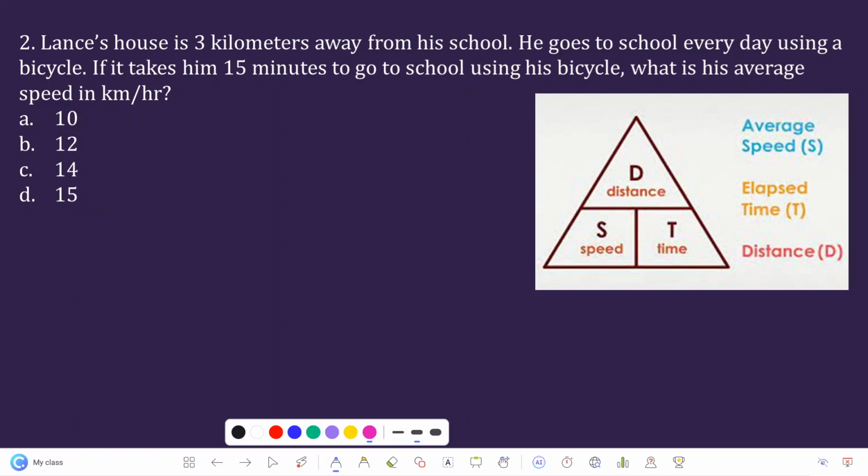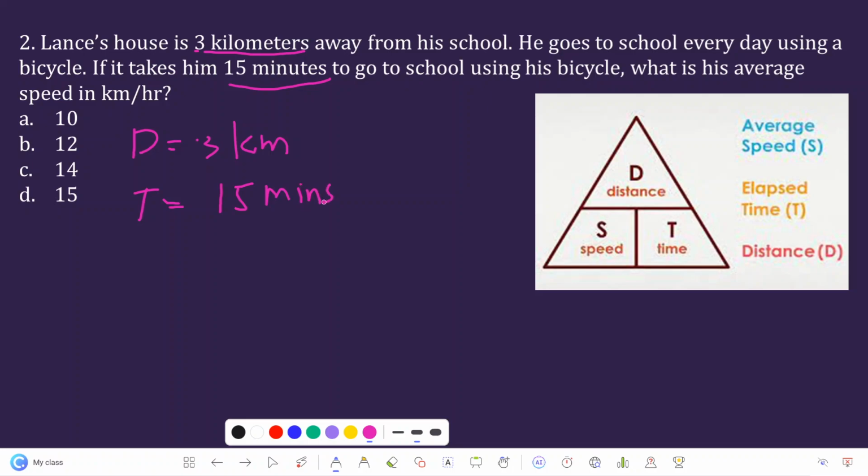Ngayon, tingnan nyo ulit ang DST triangle and then hanapin nyo yung distance, speed, tsaka time sa problem. So you are given here 3 kilometers, which is your distance. So D is equal to 3 km. And then you are also given 15 minutes, and minutes is for time, unit of time. So T is equal to 15 minutes.